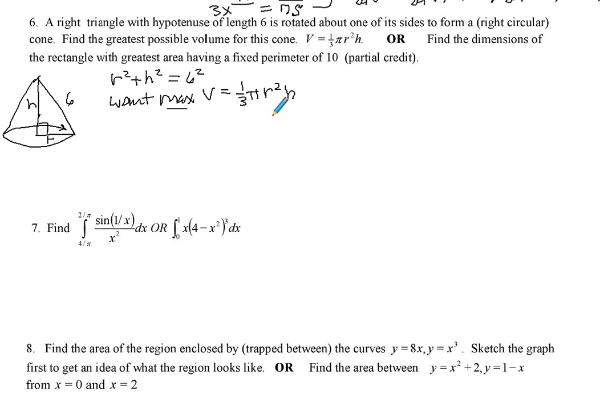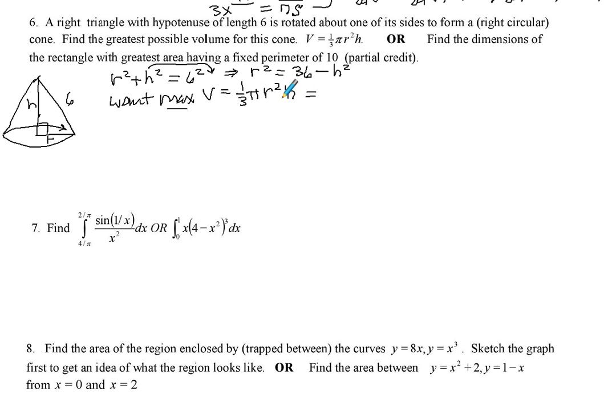Before we can do that, we've got to get it down to one variable. We've got radius and height, two variables in there. But what we know is that r squared plus h squared is 6 squared. So if we take this h squared and bring it over to the right as a negative, we get that r squared is the same as 6 squared, which is 36, minus h squared.